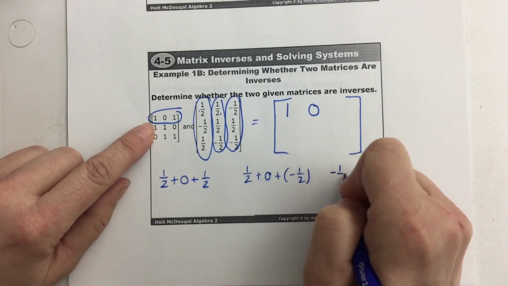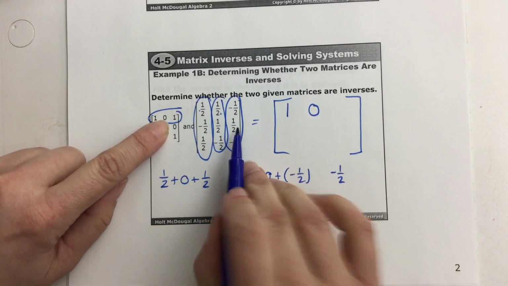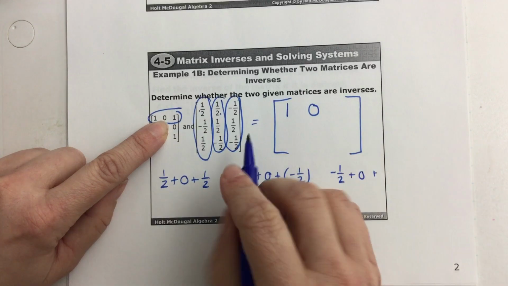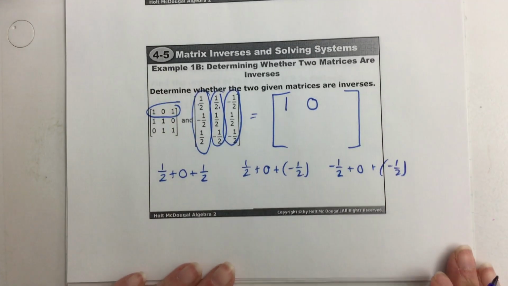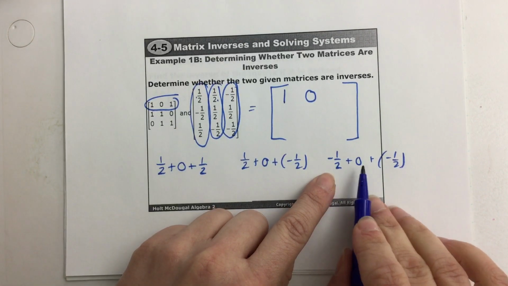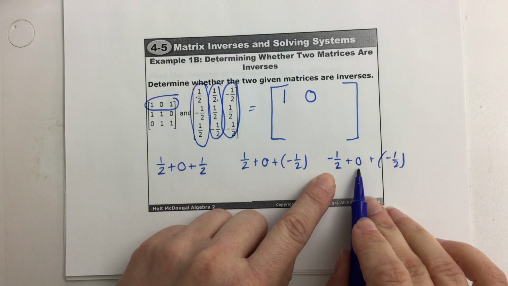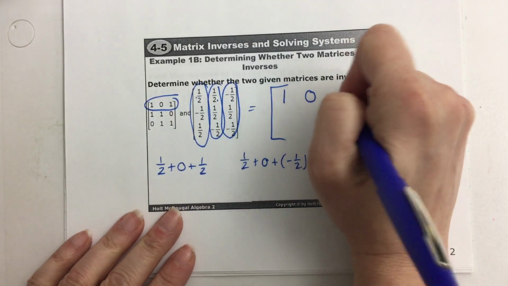1 times negative 1/2 is negative 1/2. 0 times 1/2 is 0. 1 times negative 1/2 is a negative 1/2. So when I add these, negative 1/2 plus 0 is negative 1/2. Negative 1/2 plus another negative 1/2 is a negative 1.